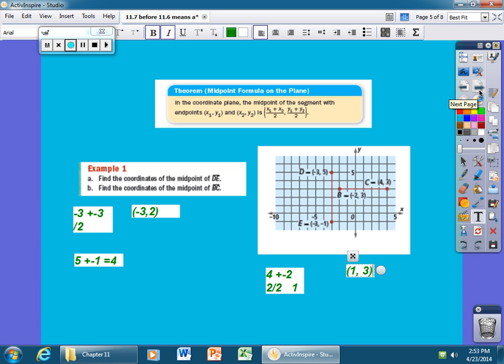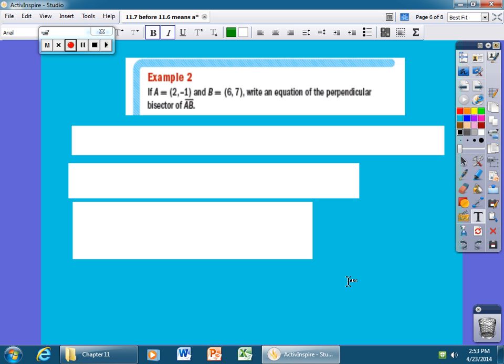That's the midpoint formula on the coordinate plane. Now, how are we going to use this midpoint formula? Here's an example of when we might want to find the midpoint. They're giving me point A, which is 2, -1, point B, which is 6, 7, and they want me to write an equation of a perpendicular bisector of AB.